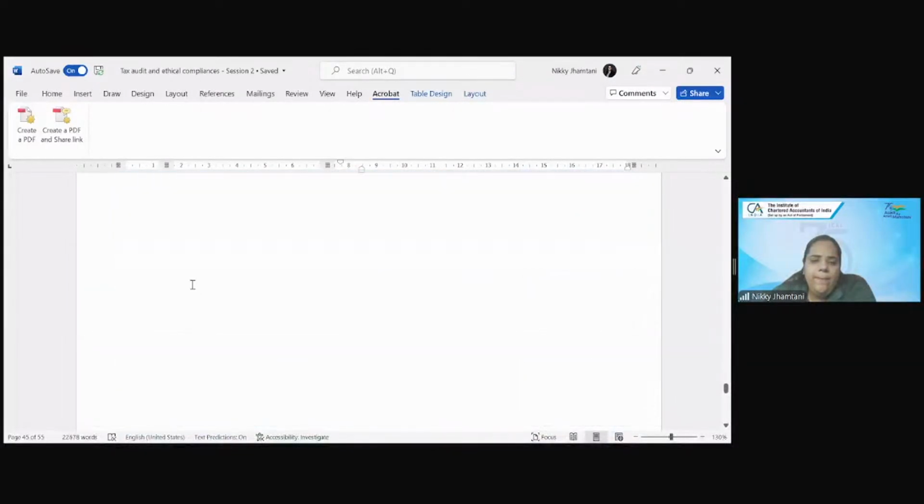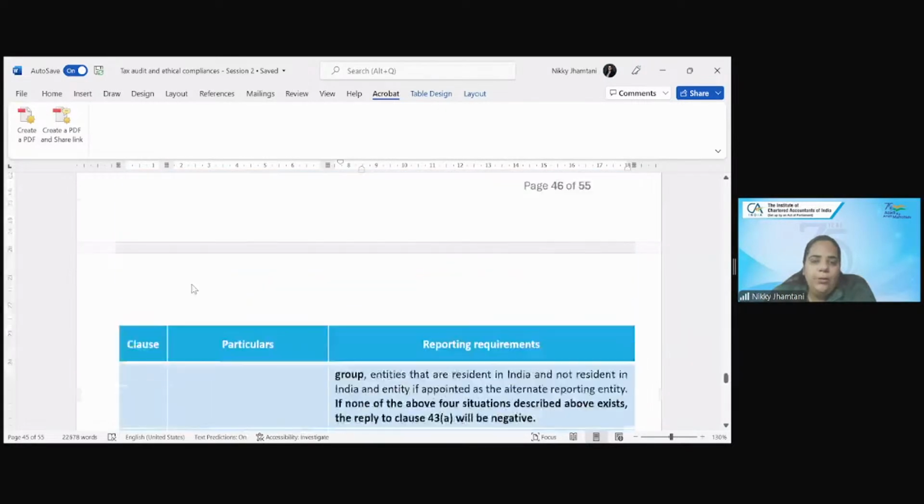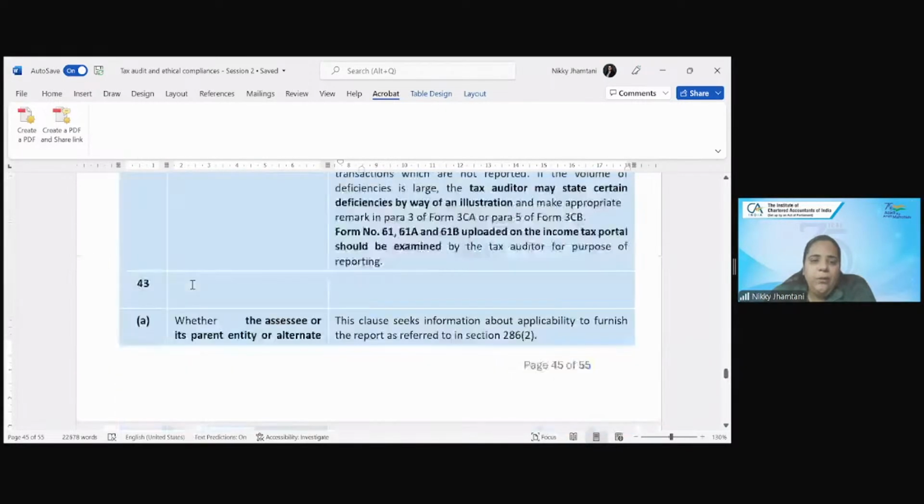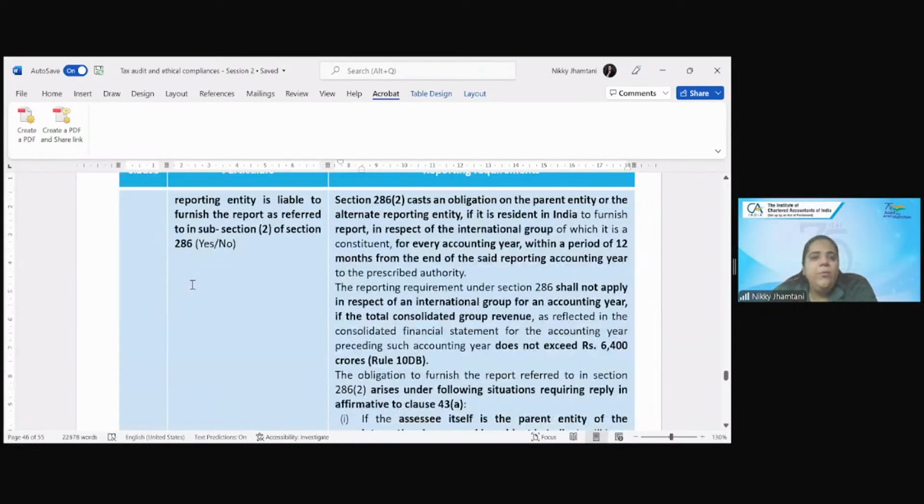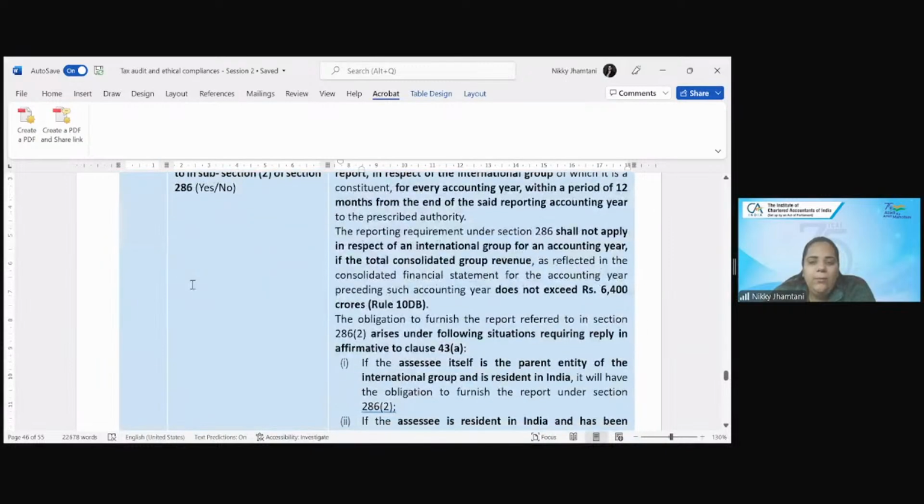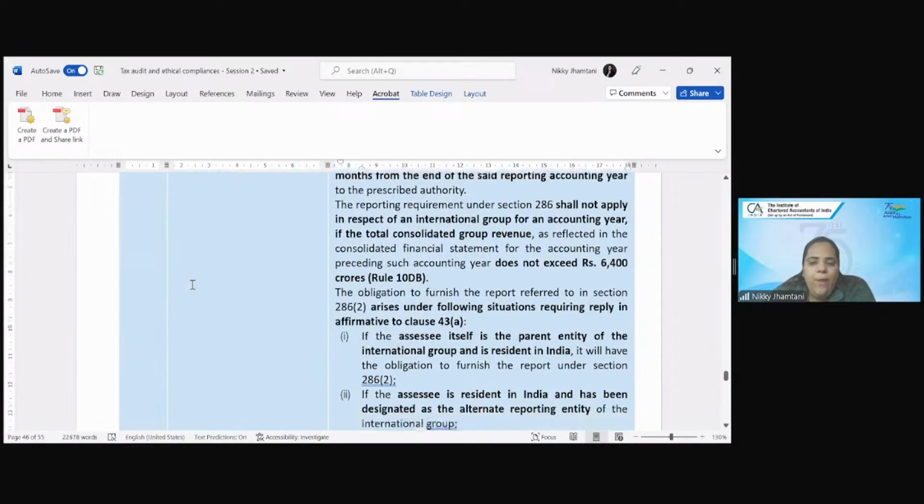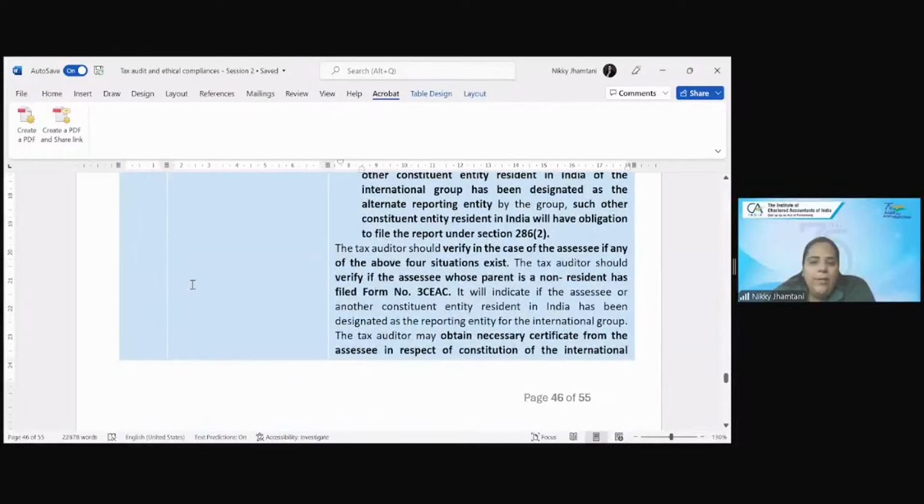Clause 43 and clause 44, the two last clauses. So 43 is whether the assessee or its parent entity or alternate reporting entity is liable to furnish the report as referred to in sub-section 2 of section 286. So these are all the reporting requirements and sections first.